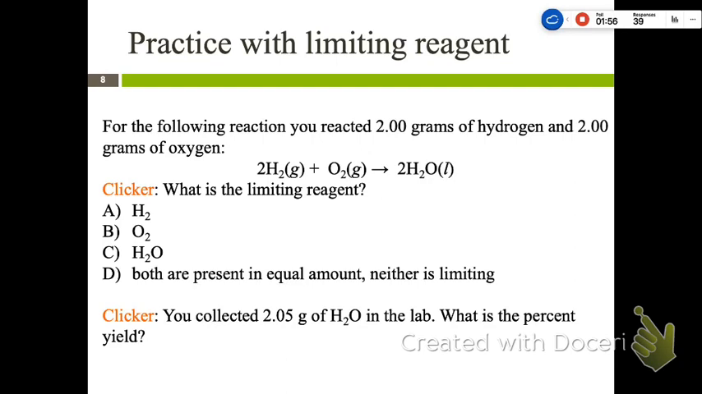All right, we have 39 responses. A number of people. Our majority answer is B. Why might our majority answer be B? And how might we calculate that?